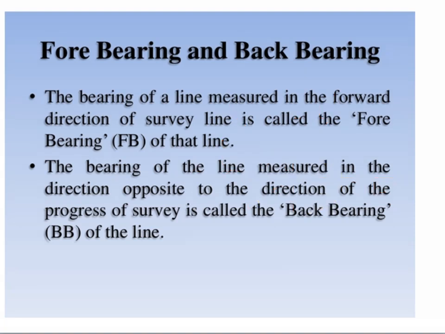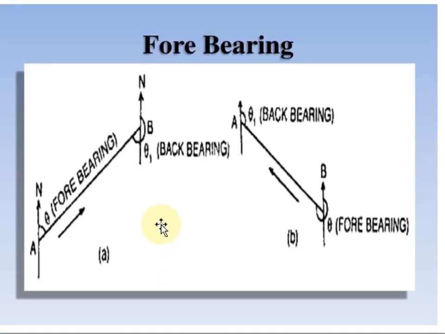Okay, so again we have to see forward bearing and back bearing. The bearing of a line measured in the forward direction of the survey line is called the forward bearing. The bearing of a line measured in the opposite direction of the progressive survey is called the back bearing. So let's see this example.